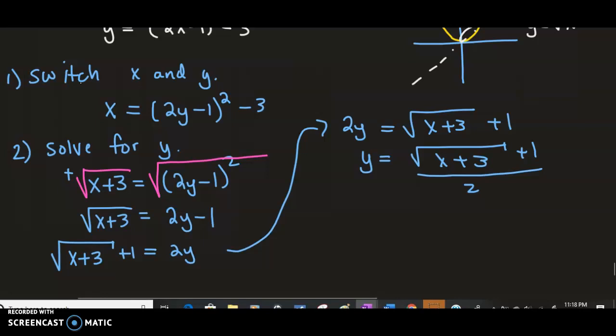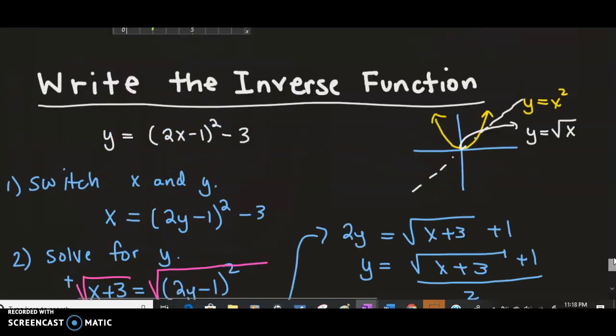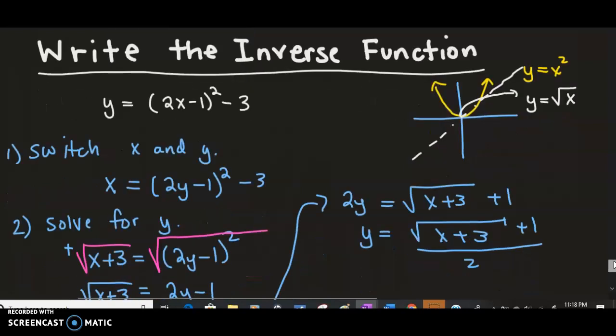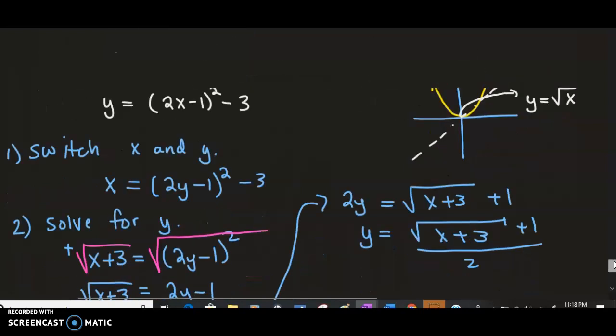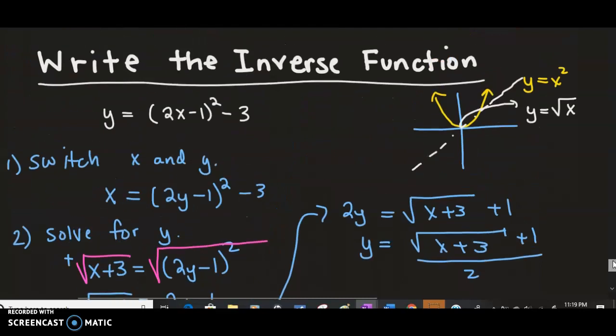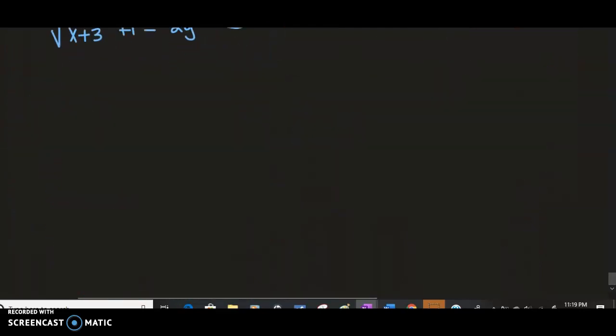So you see, it started out as a parabola, shifted down 3, and right 1, and then a horizontal compression. But this problem was about writing the inverse. So let's try another one. Let's just make one up. So write the inverse.